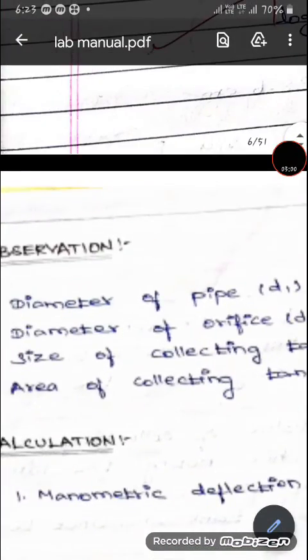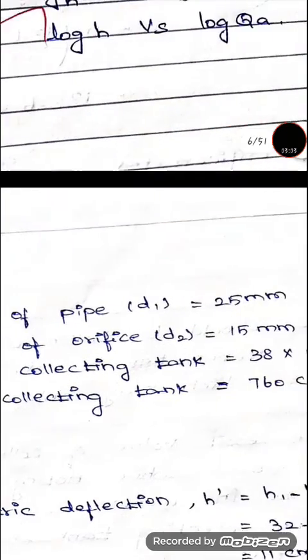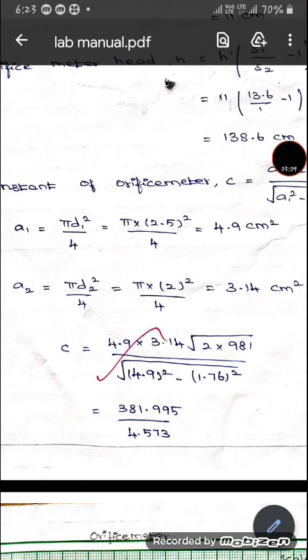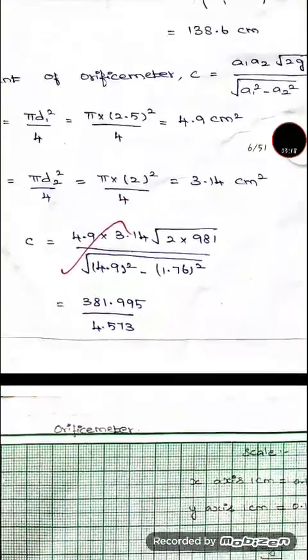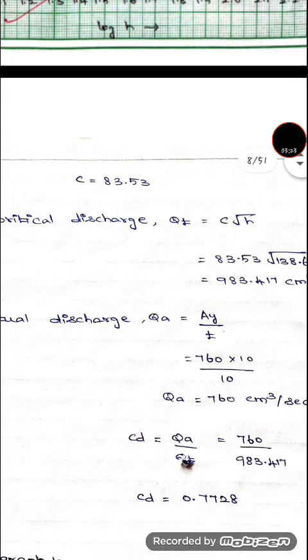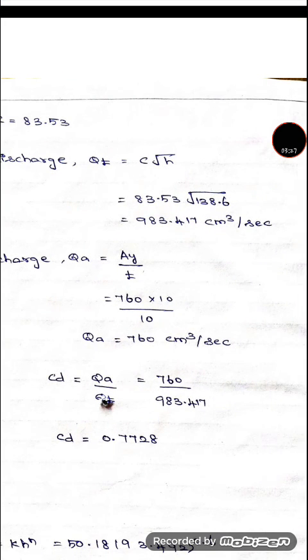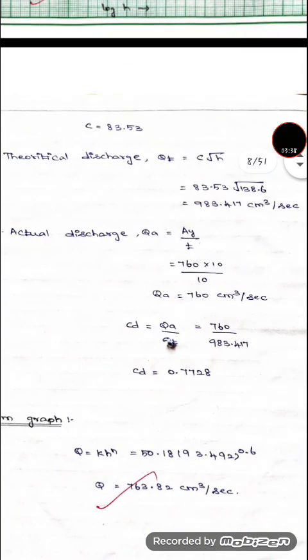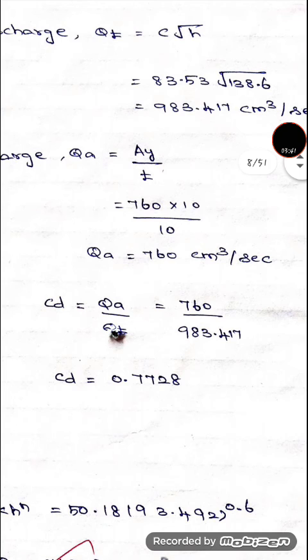For that we use the values of the diameter of the pipe and diameter of the orifice, which are given here. From that we have calculated the area of the pipe and orifice as A1 and A2 using the formula pi d square by 4. After substituting the values in the formula, we calculated the C value as 83.53, and then the Q_T value has been calculated by substituting in the formula C into root H, in terms of centimeter cube per second.